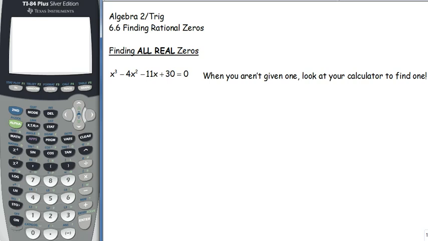Hello, today we will be looking at 6.6, finding rational zeros. And as you noticed, the calculator is up on the screen, so I want to make sure that you have your calculator out. If you don't, press pause and get it out.